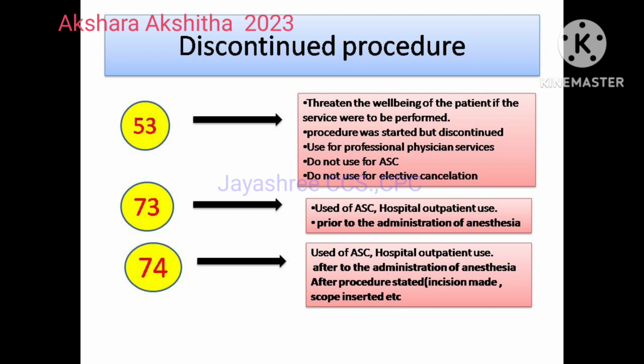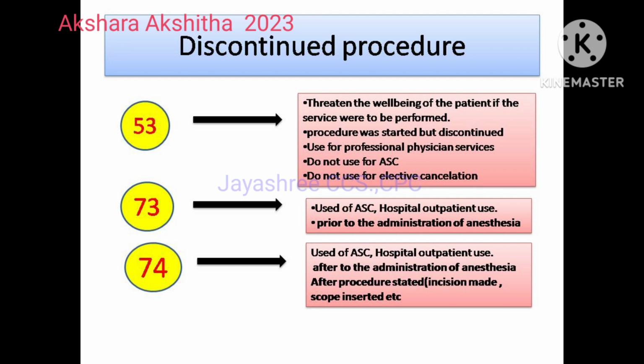This modifier is for the doctor's procedure in professional physician services. We also need to look at the place of service, whether it is an ambulatory surgery center, hospital outpatient, or professional physician services. The 53 modifier we have to use in professional physician services. We should not use this modifier for ambulatory surgery and hospital outpatient services.